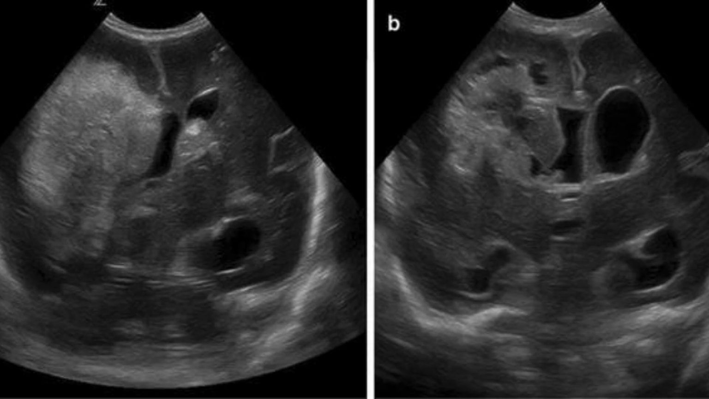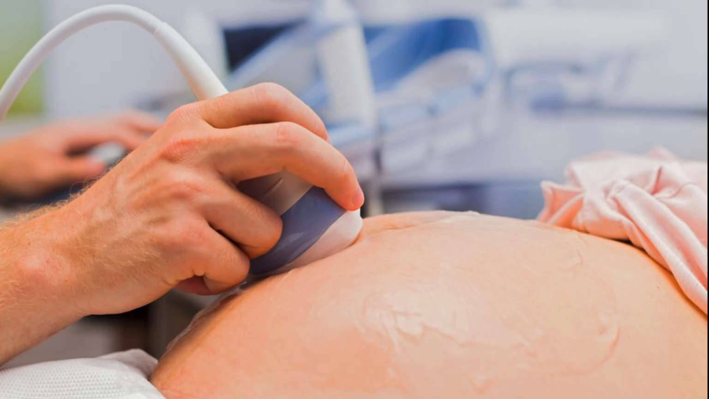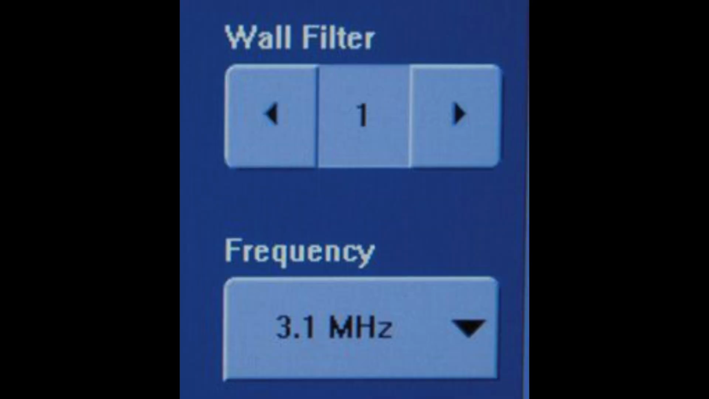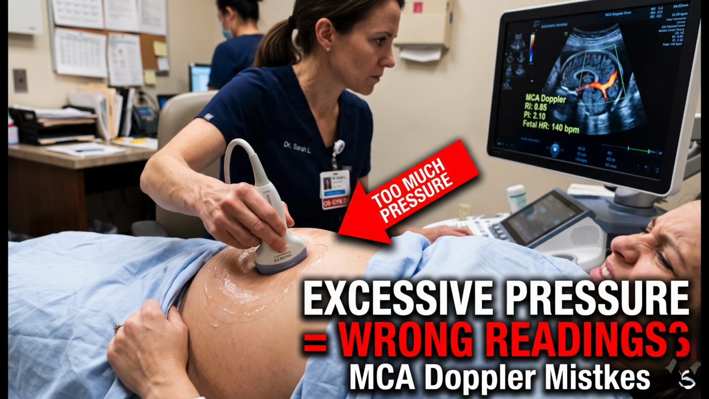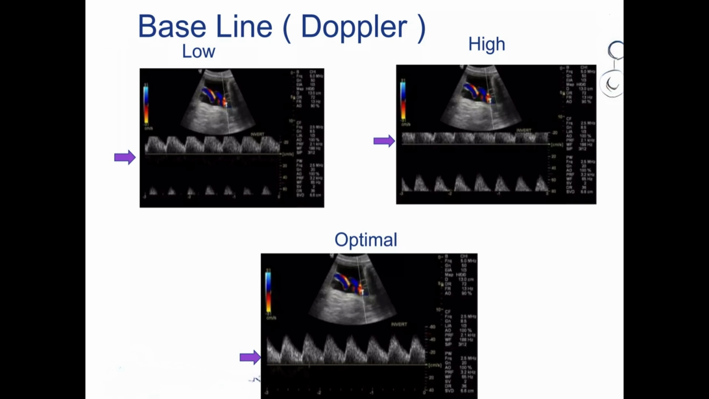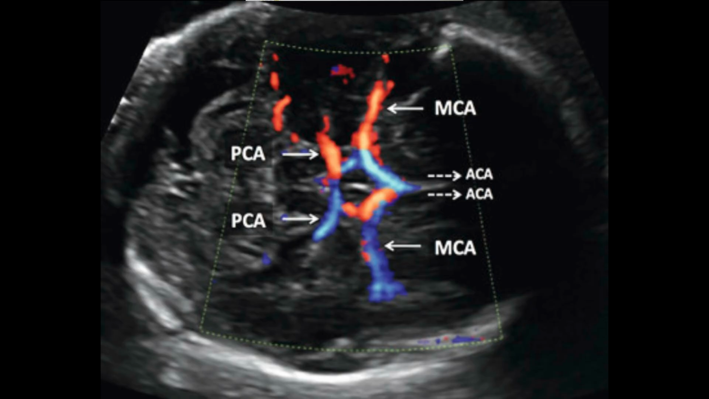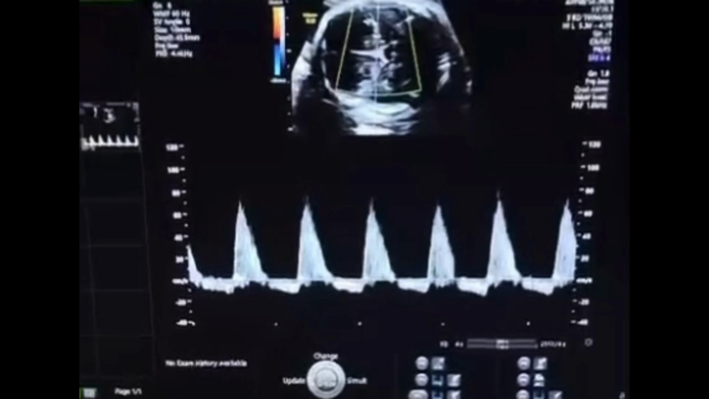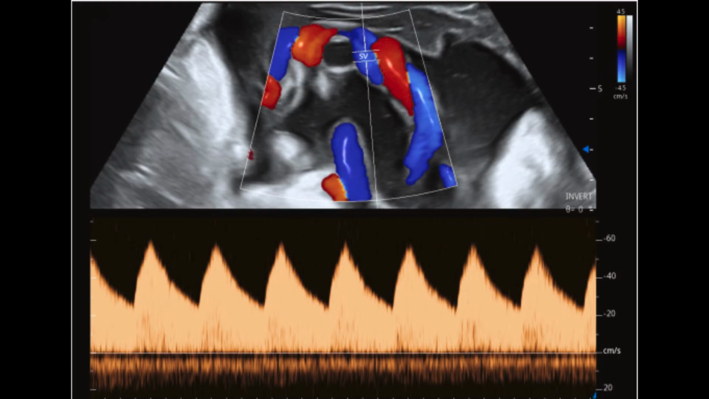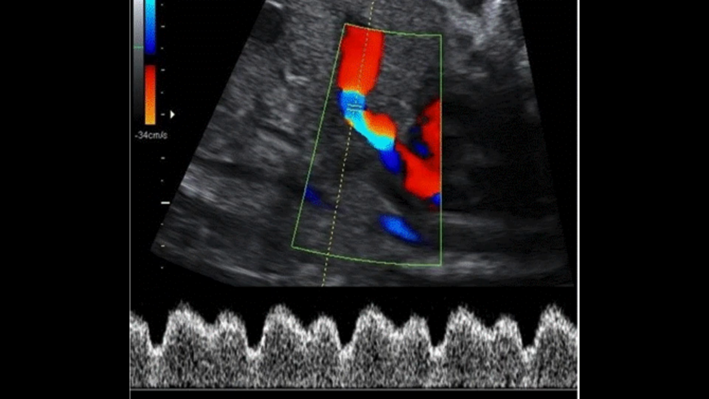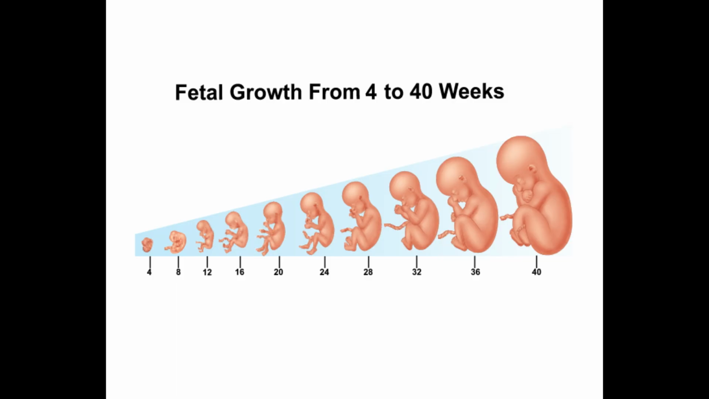That is why before labeling a waveform as absent or reverse diastolic flow, always check the technique first. Reduce the PRF, adjust the wall filter, release excessive probe pressure, make sure the vessel is not being compressed. Optimize the baseline and scale, then repeat the waveform. You can also evaluate the contralateral MCA. If the abnormality persists, correlate it with the umbilical artery Doppler, ductus venosus, fetal growth, biophysical profile, and intracranial findings.